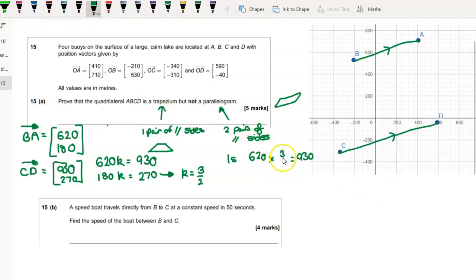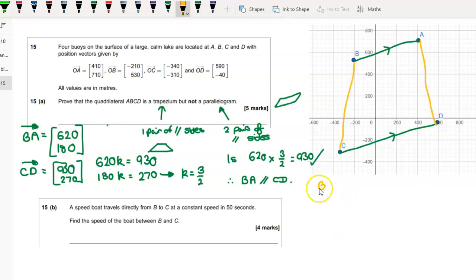Okay, so if they're parallel, then there's some constant that we can multiply them both by to get that other vector. And that tells us that they're parallel. Oh, and that is true. Therefore, this constant K exists. Therefore, the side BA is parallel to the side CD. Okay, now we need to do the same thing for BC and AD.